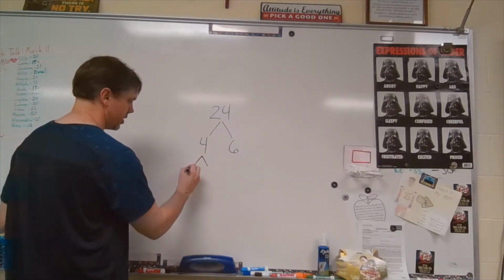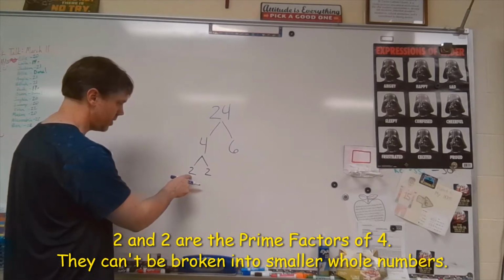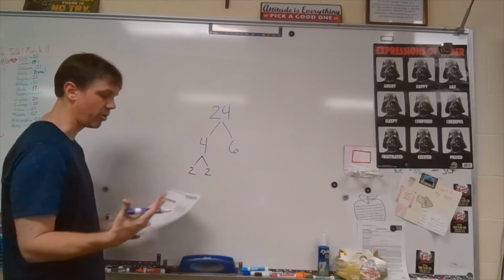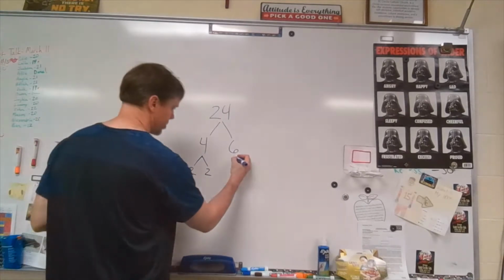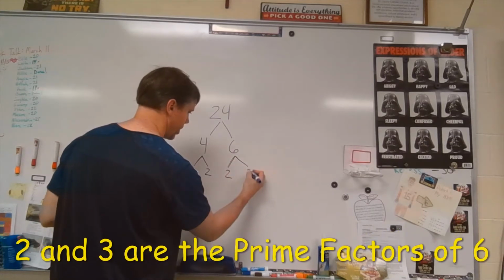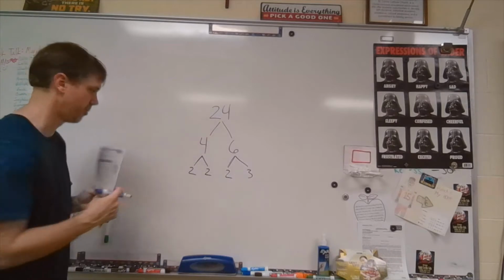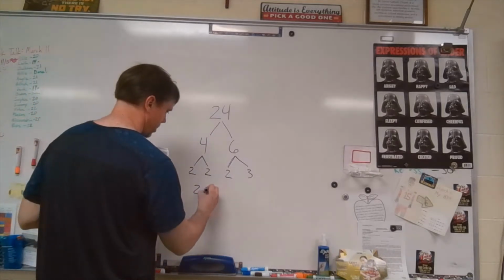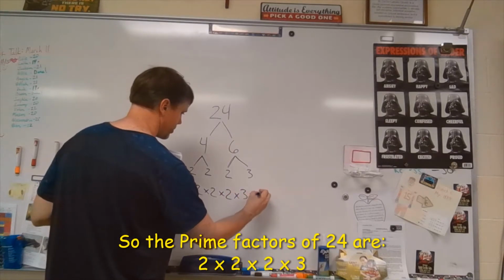So 4 is 2 times 2, okay? And the only thing that we can multiply together that are whole numbers to equal 2 is 2 and 1, so we can stop at the 2's. All right, so for 6, the only numbers we can multiply together are 2 and 3. Okay, so these are the factors of 24. We have 2 times 2 times 2 times 3 equals 24.